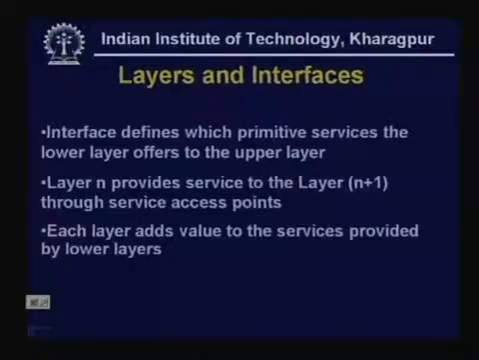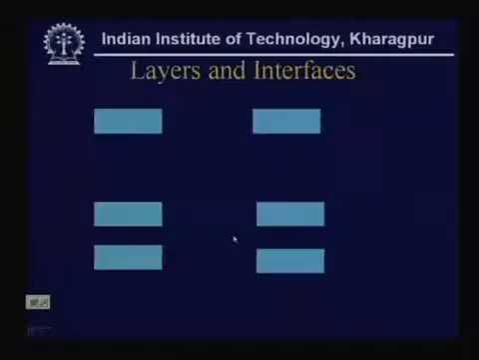Through these service access points, layer n will provide services to layer n plus 1. And as we shall see, each layer will add value to the services provided by lower layers. That means the services provided by layer n from the lower layer will be used by layer n plus 1 to add value. Let me explain with more details with the help of a diagram.